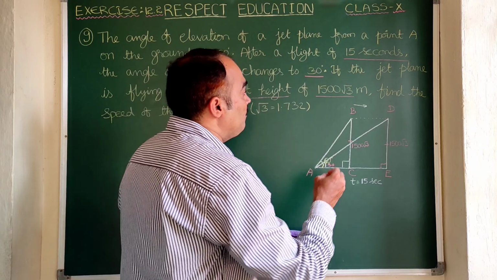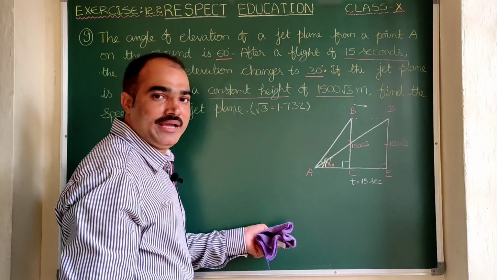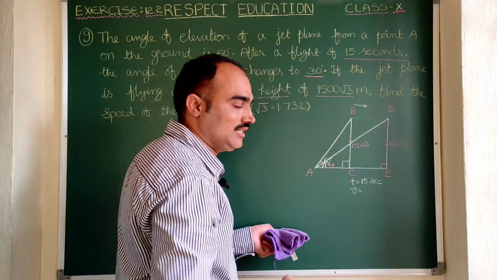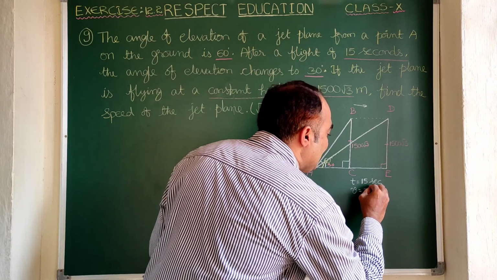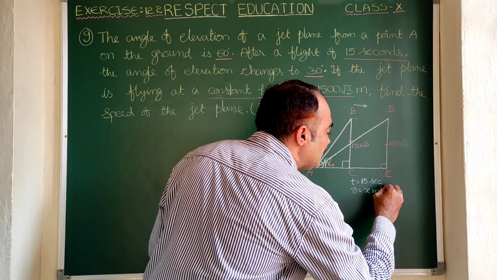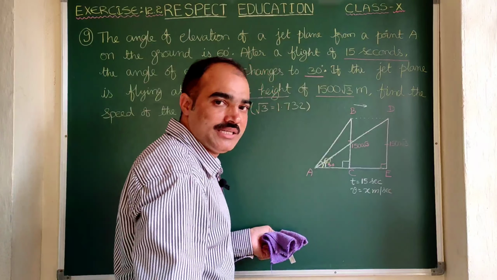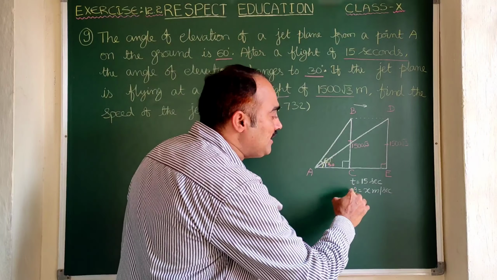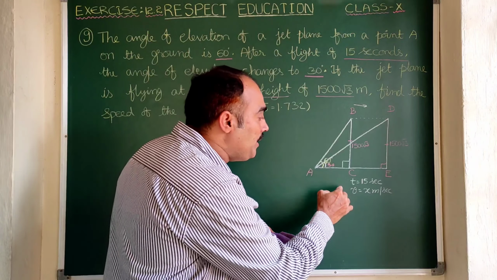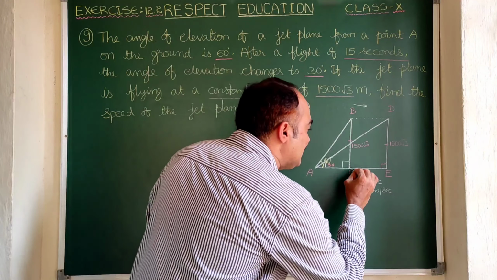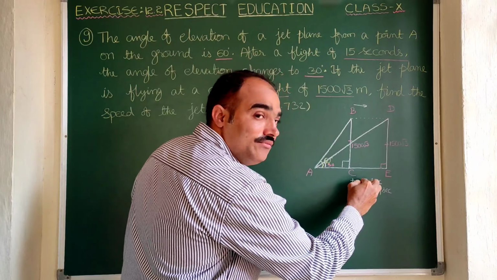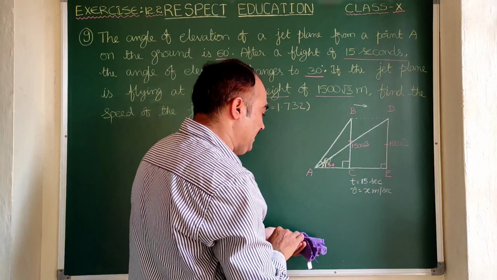Now we need to find the speed of the jet plane. Let us take the speed of the jet plane as, for example, x meters per second. Since this is the time taken by the jet plane and this is its speed, we know the distance is equal to speed into time. So here the distance C to E or B to D can be written as 15 into x, 15x.